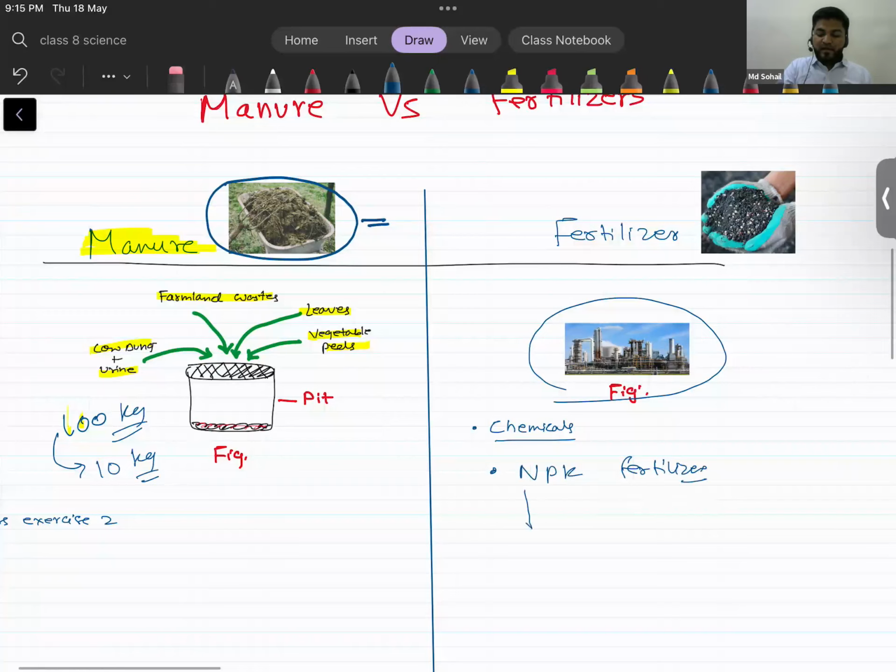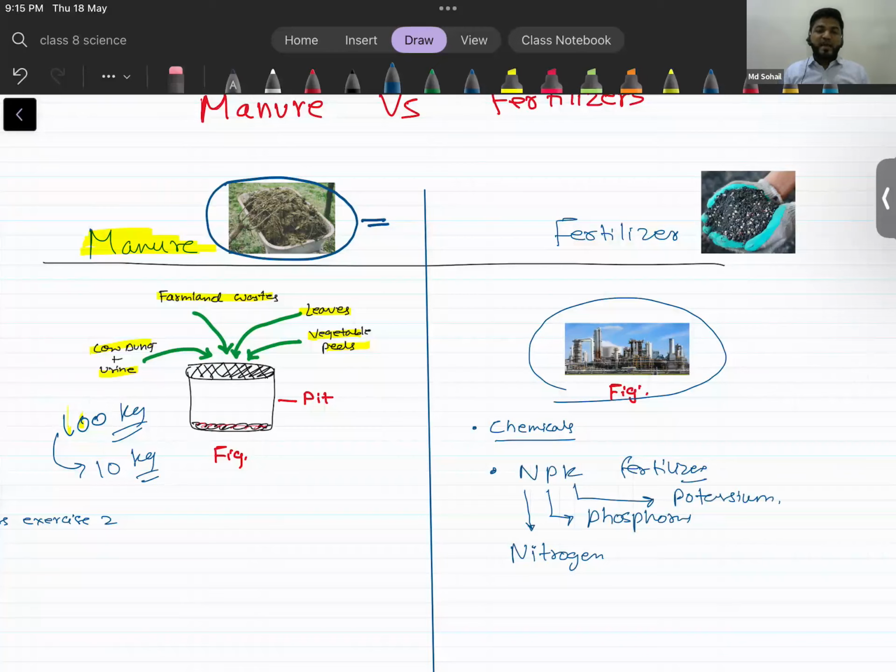NPK. Here N stands for nitrogen, P stands for phosphorus, and K stands for potassium.